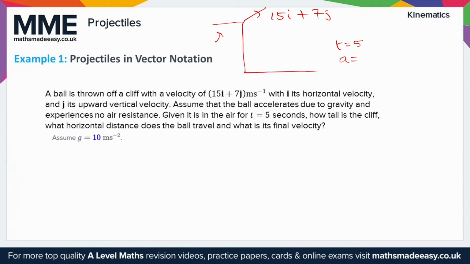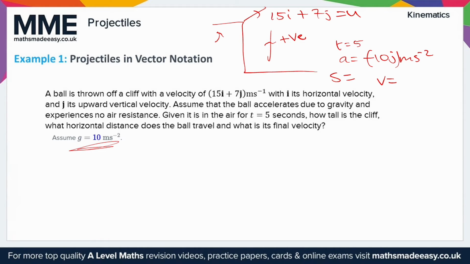We know a. Well, gravity, 10 meters per second squared. Normally we use 9.8, but because we're told 10, we're going to use 10. Gravity only acts in the vertical direction, and I'm taking upwards as positive because the ball isn't projected straight down, it has an upward vertical velocity as well. So this has to be negative because gravity pulls you straight down. So this is going to be minus 10j meters per second squared. Okay, so there's our u. We want to find s and we want to find v.